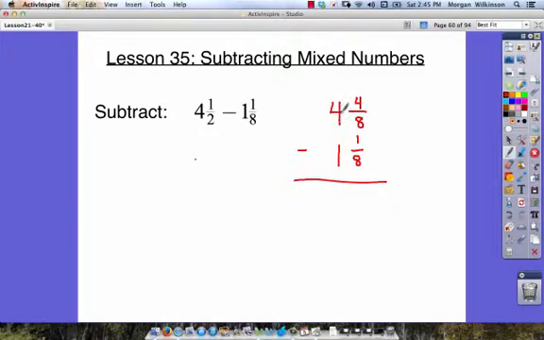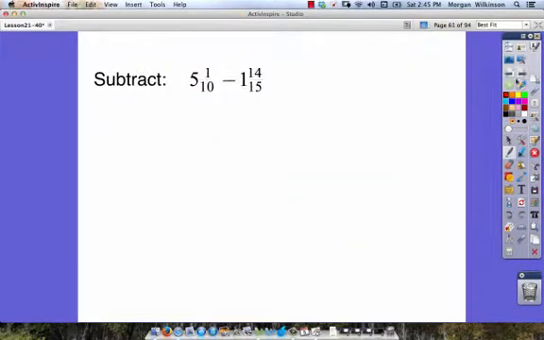So now we can go ahead and let's subtract the whole part first. 4 minus 1, that's 3. 4/8 minus 1/8, denominator must stay the same. 4 minus 1, that gives us 3. So we've got our answer of 3 3/8. When we have to subtract mixed numbers, we find the least common multiple, we rewrite our equivalent fractions, and then we subtract to solve. Let's look at our next problem.